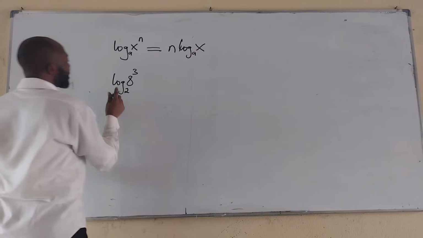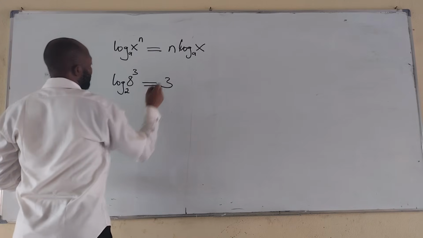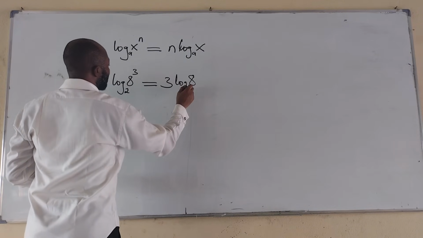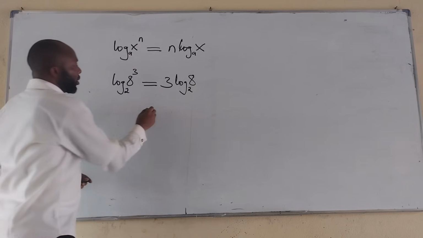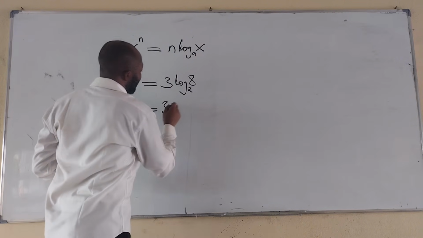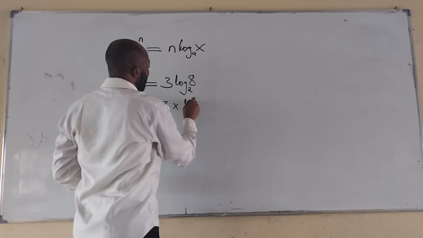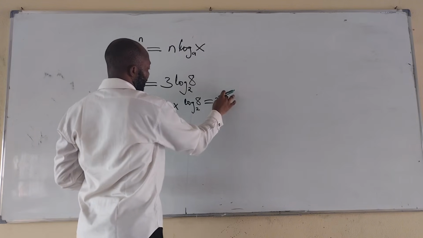So this can therefore become, the 3 will come in front, multiplied by the log of 8 base 2. Now, this isn't all. We have to proceed. This is my 3 times the log of 8 in base 2. Let the log of 8 in base 2 be equal to x. I have to evaluate what x is.